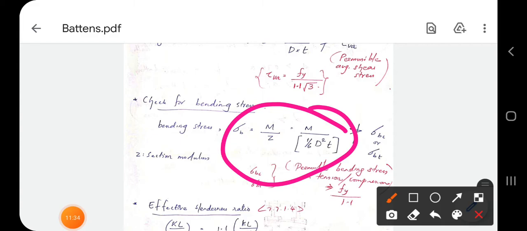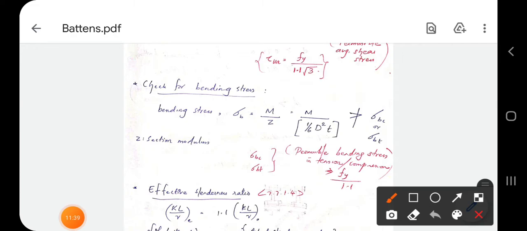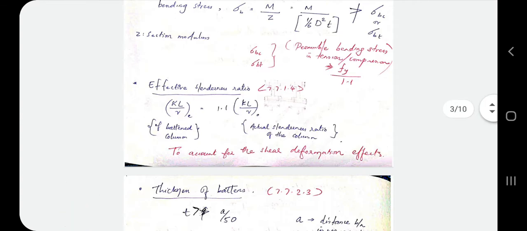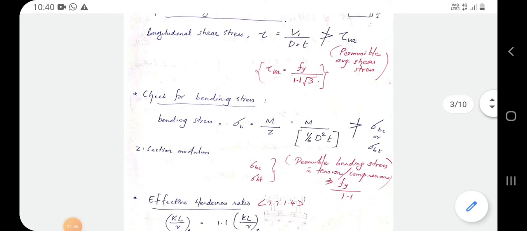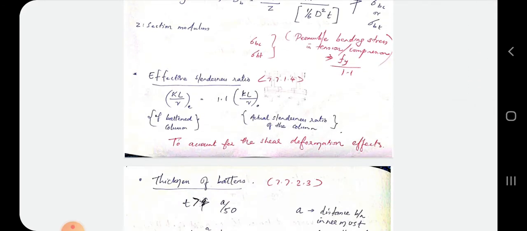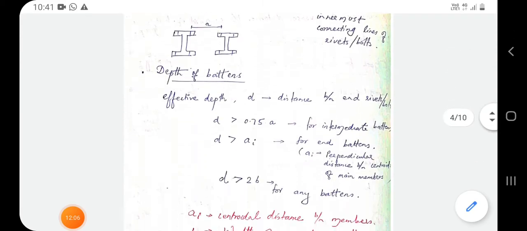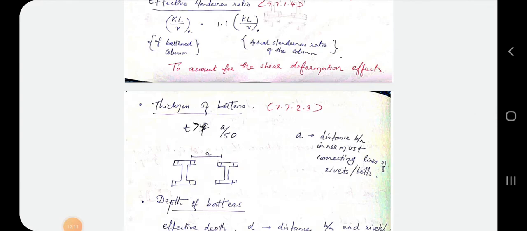Now this equation we have to find ourselves. It won't be given in the steel table, so you can get the bending stress and check it with the permissible bending stress in tension and compression, which is equal to Fy by 1.1. After checking the bending stress and longitudinal shear stress, we will find the slenderness ratio. Effective slenderness ratio of the battened column is equal to 1.1 times the actual slenderness ratio. And then the thickness of battens.